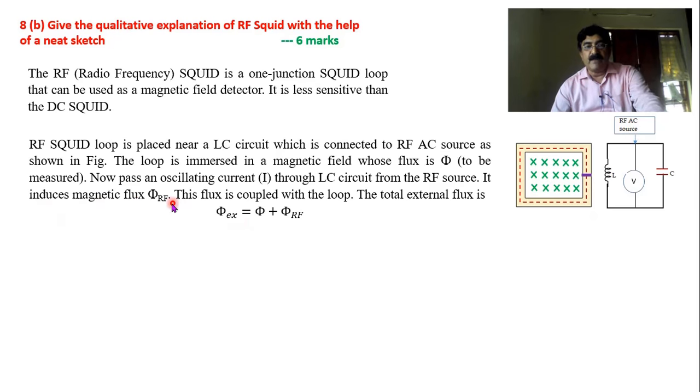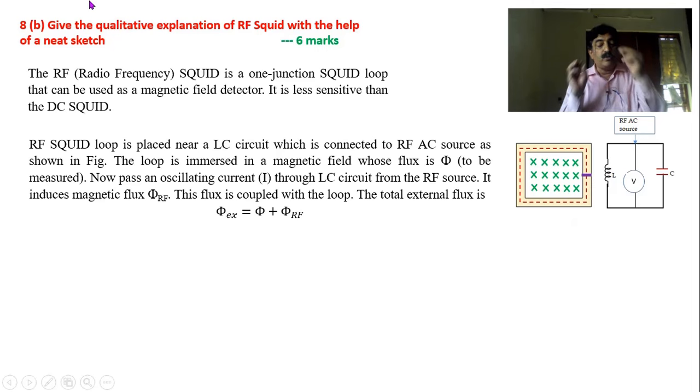It induces a magnetic flux, phi RF. I told you, whenever you pass the current, it produces another magnetic flux. Therefore, in this region, I have two fluxes. One is the applied flux, another one is the induced flux. So the total flux, the external flux, will be phi plus phi RF. That is the equation. So total flux is equal to phi plus phi RF.